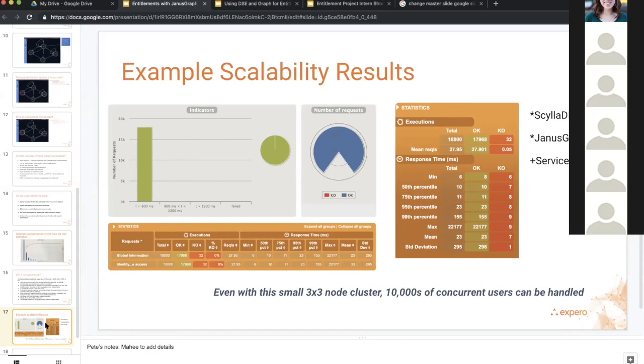So it's pretty snappy. So we really believe that this is a great way to model your entitlements data, and have a single enterprise view of that data that can be used to support both transactional loads and analytics loads.